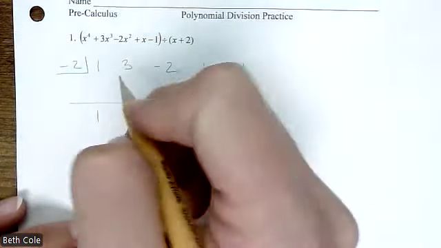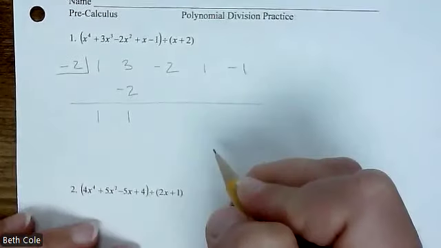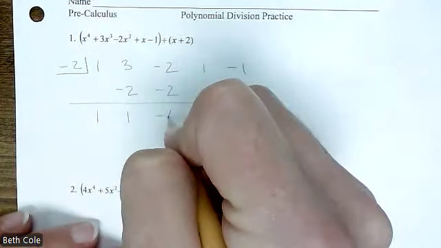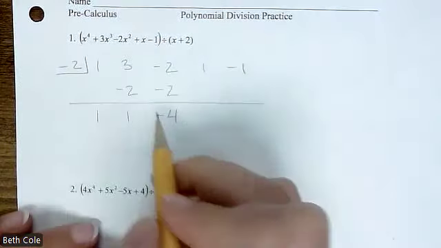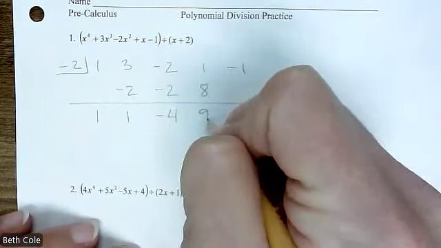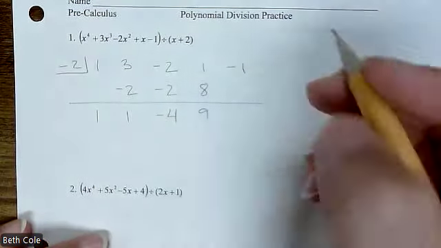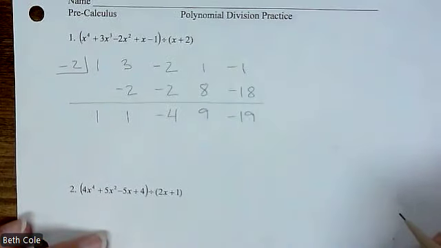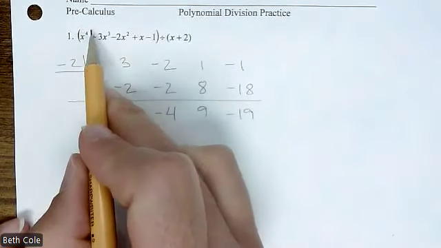So -2 times 1 is -2. Add the column, you get 1. -2 times 1 is -2. Add, you get -4. -2 times -4 is 8. Add, you get 9. -2 times 9 is -18. Add, you get -19. And then when you put the x's back in, you always start with 1 less.